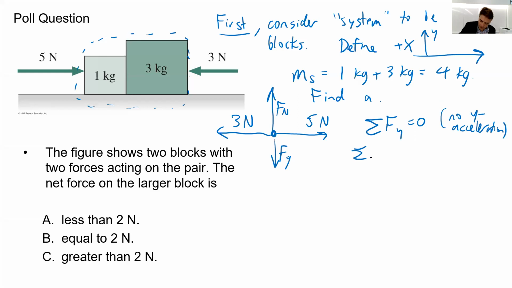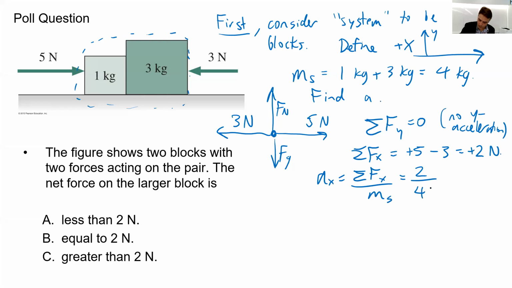But the interesting thing is that the force in the x direction is equal to plus 5 minus 3 equals plus 2 newtons. And so the acceleration in the x direction is going to be, by Newton's second law, 2 divided by 4 kilograms. So it's going to be 0.5 meters per second squared.